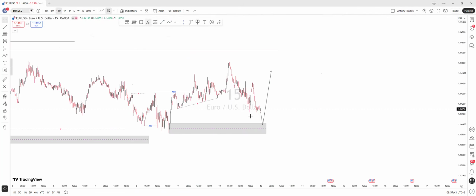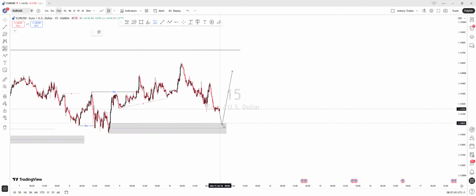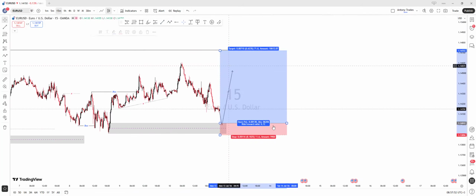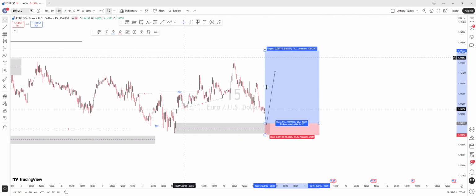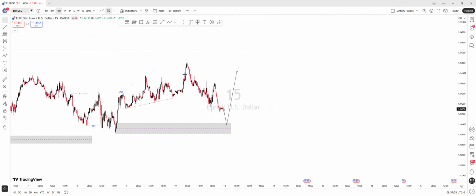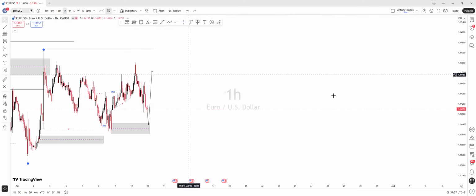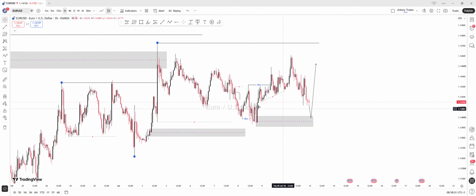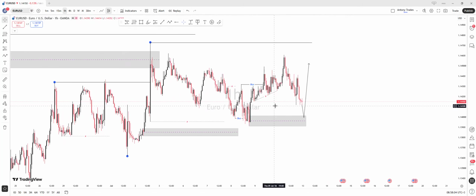So I'll be looking to buy from this area here, with a stop loss below there, and then the target will be around this area. So that is my view on the Euro USD. Now I need us to go to the DXY and confirm whether this analysis is in line with what is happening on the DXY, because we know very well that if the Euro USD is looking bullish, we are expecting to see the DXY looking bearish.